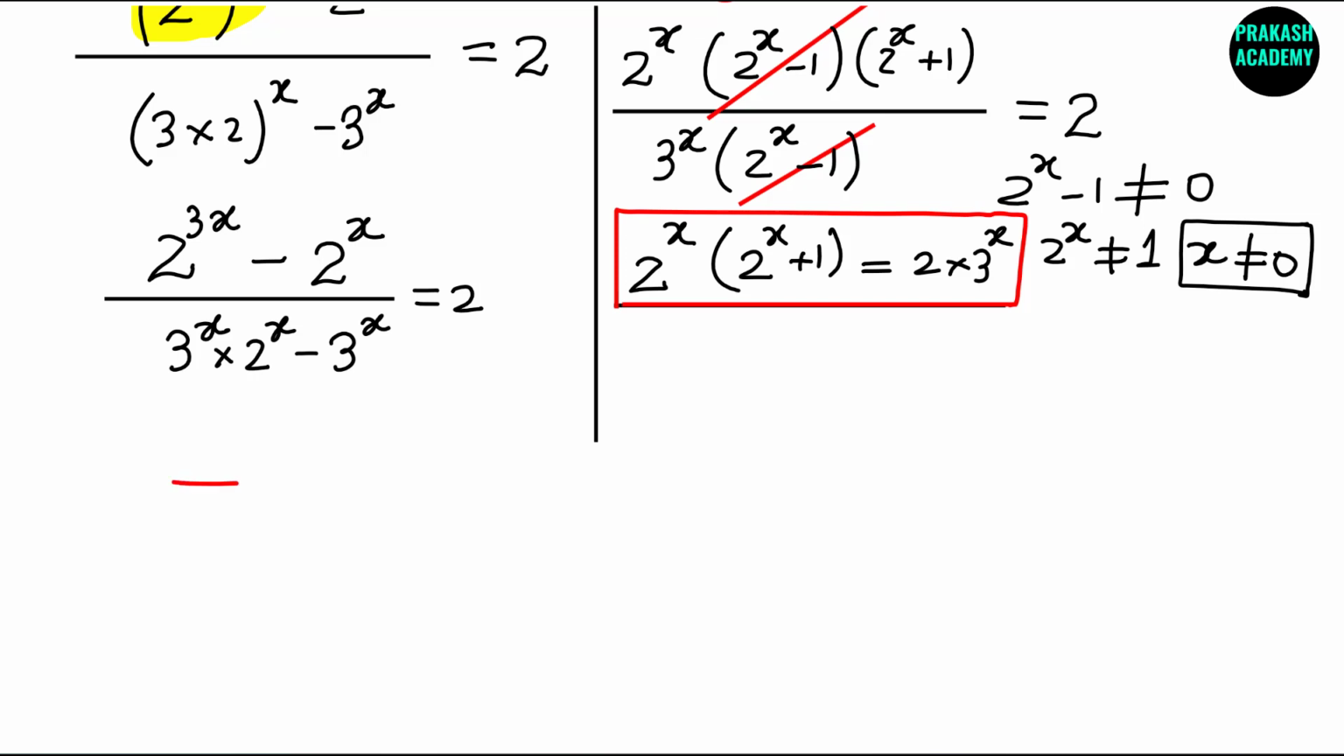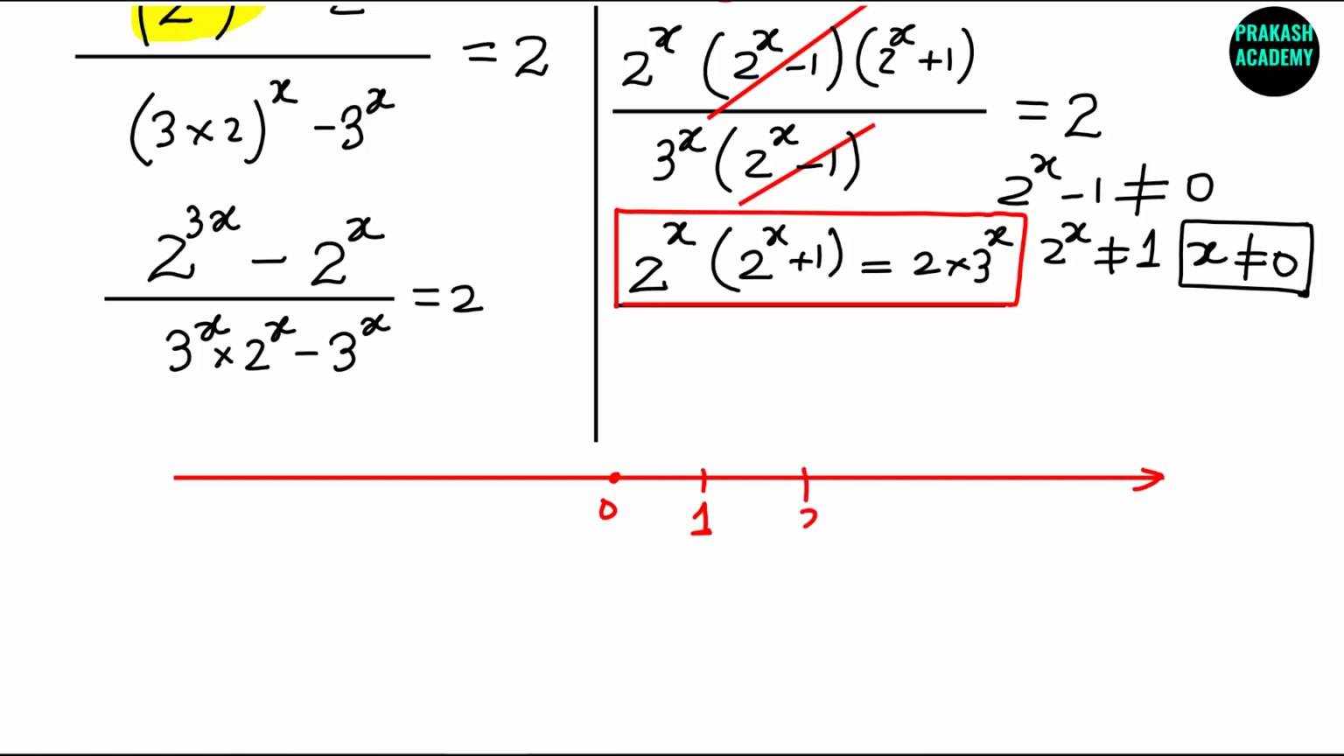Now let us consider the number line. We have 0, 1, 2, 3, something like this. And we have already said that x is not equal to 0, so I don't have this point. So I will divide the number line in three parts. One is greater than 2 and another is here, where I will have minus 1, minus 2.